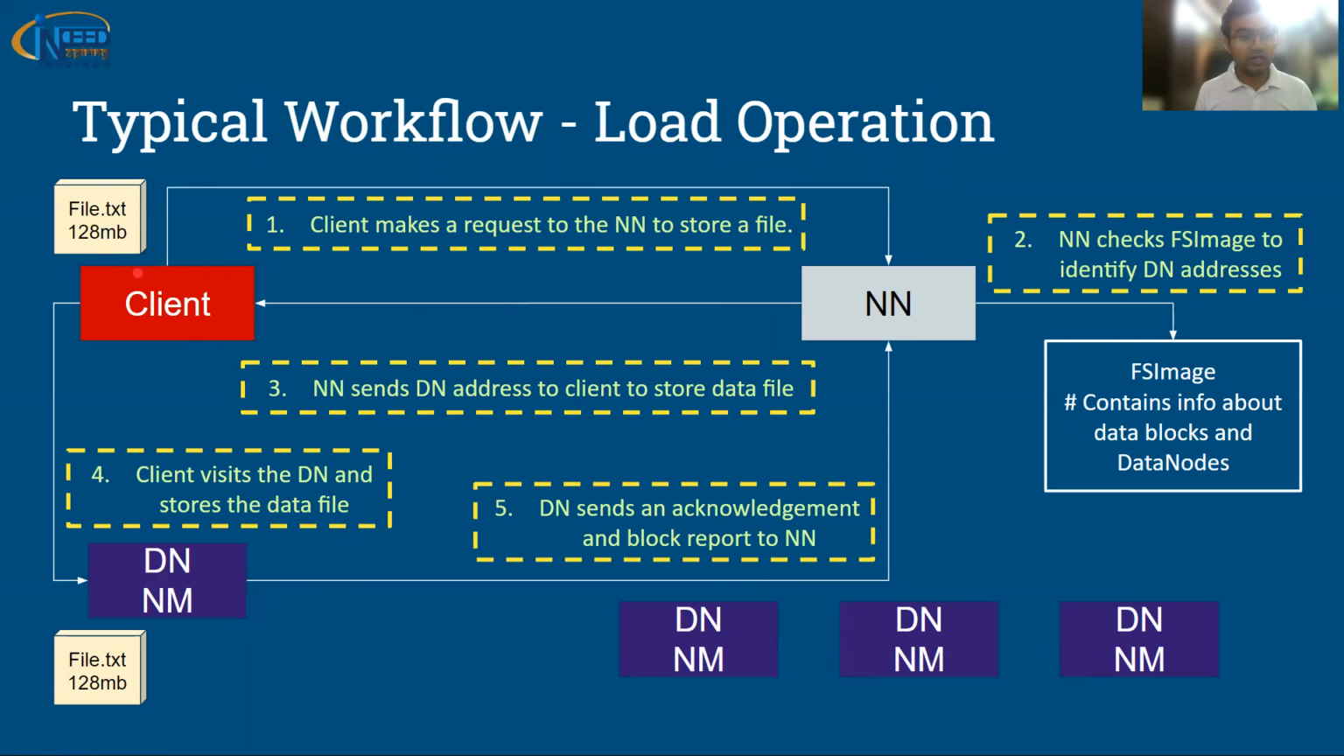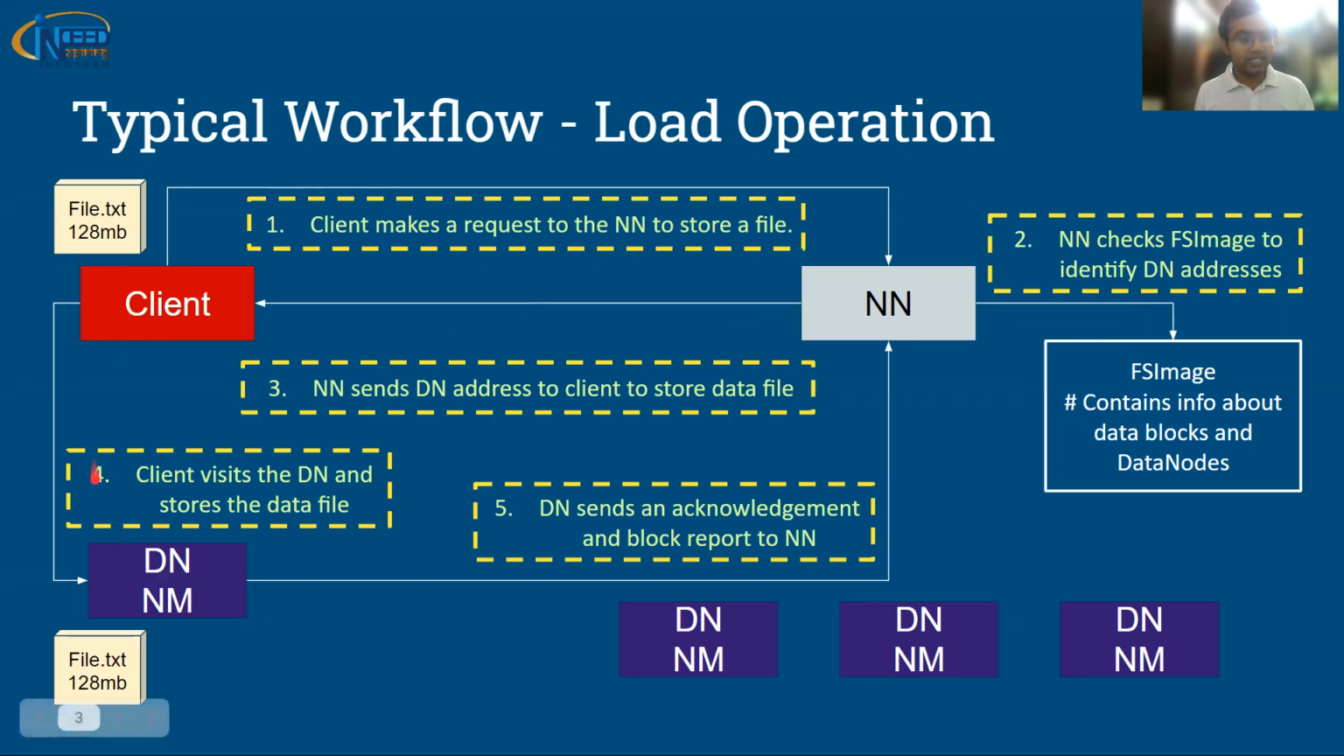So client will make a request to the name node. This is step 1. After client making a request, the name node will check the FS image. So step 2 is name node is going to check the FS image. FS image is that file which contains information of all the data nodes and what sort of blocks are stored in those data nodes. So after getting that information, in the step 3, name node will send address of a data node to the client so that client can go and write the data.